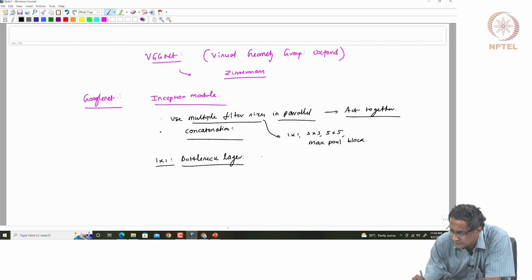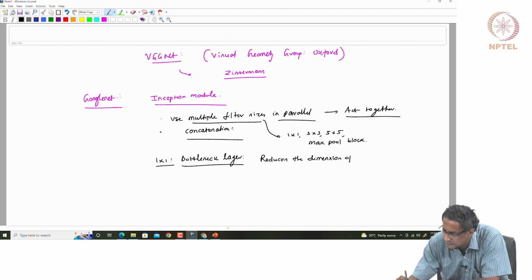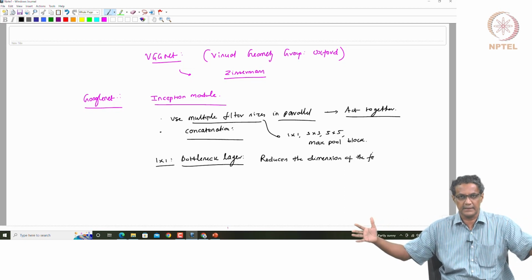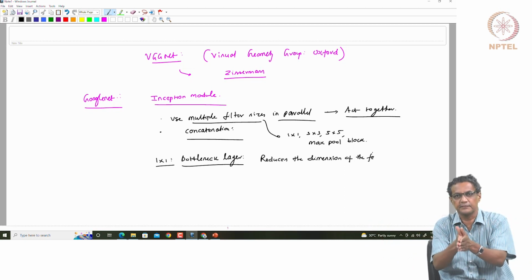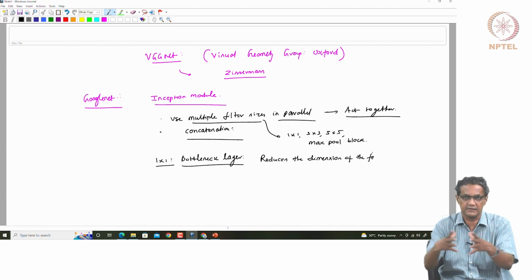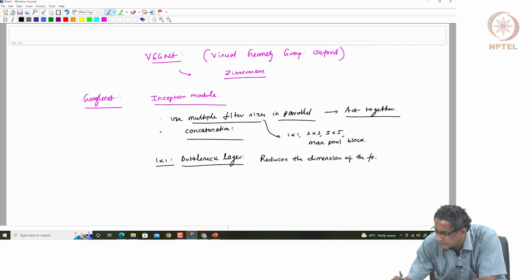It is called that because it actually reduces the dimension of the feature map. Not spatially, but depth-wise. It's like having a highway that's that wide, and then you suddenly shrink it to a narrow lane. That's a bottleneck. Otherwise you would have so many of these channels, and you're suddenly bringing them all together, constricting them. So it reduces the dimension of the feature map.